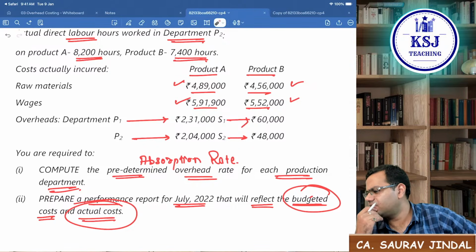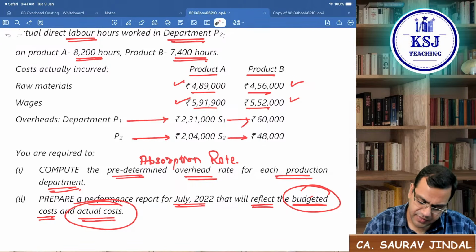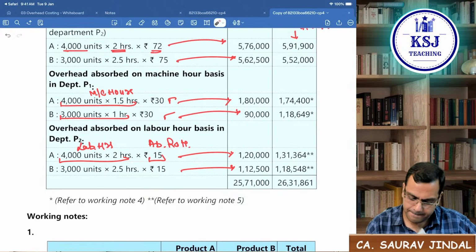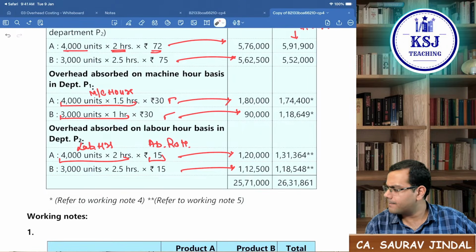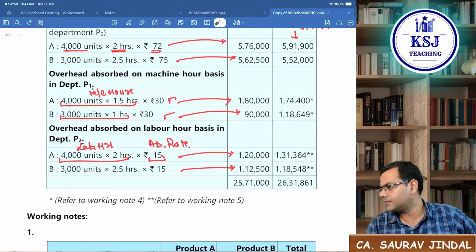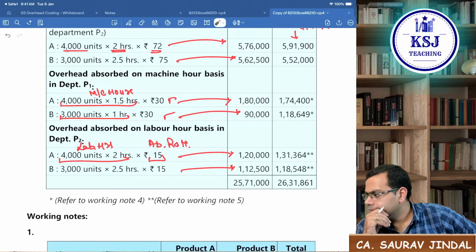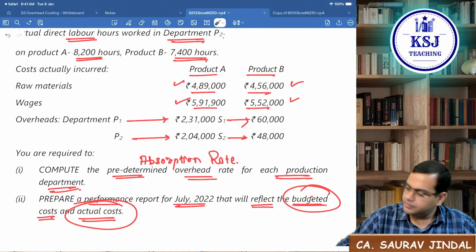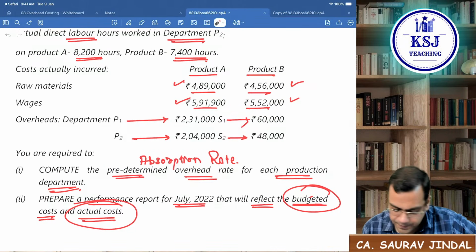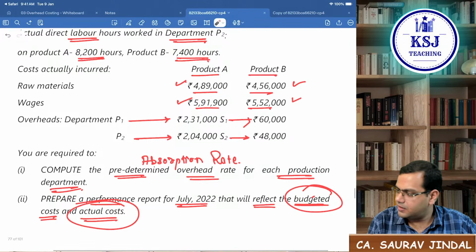Why product B is 15? Where, Vedant? Product B is 15, where? Now, I'm not clear with your question, Vedant. Just clarify, till then I'll continue.